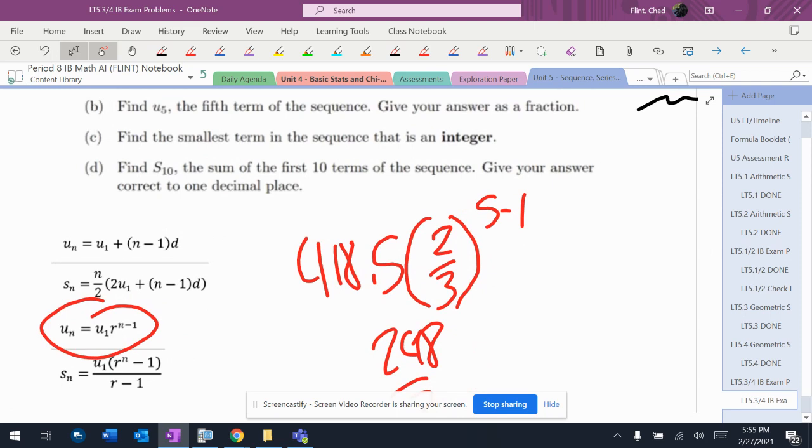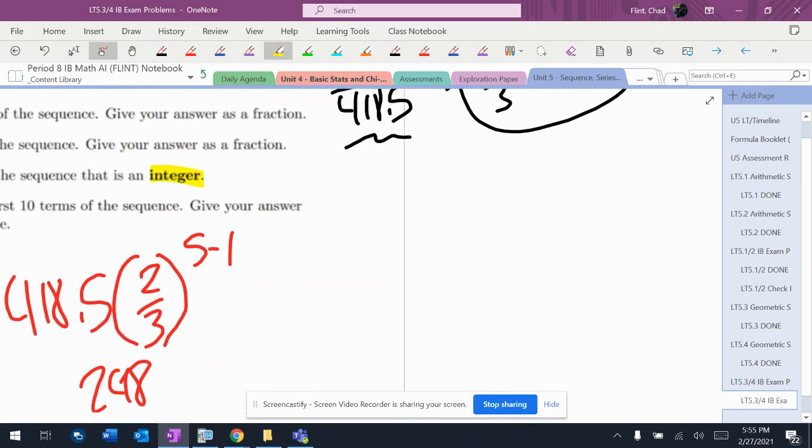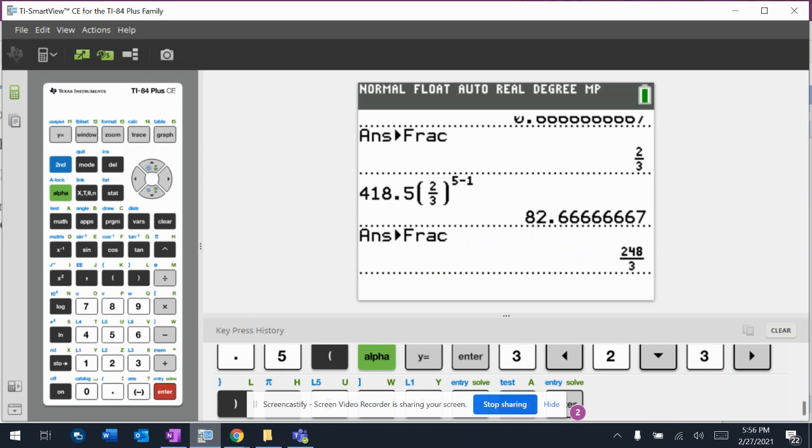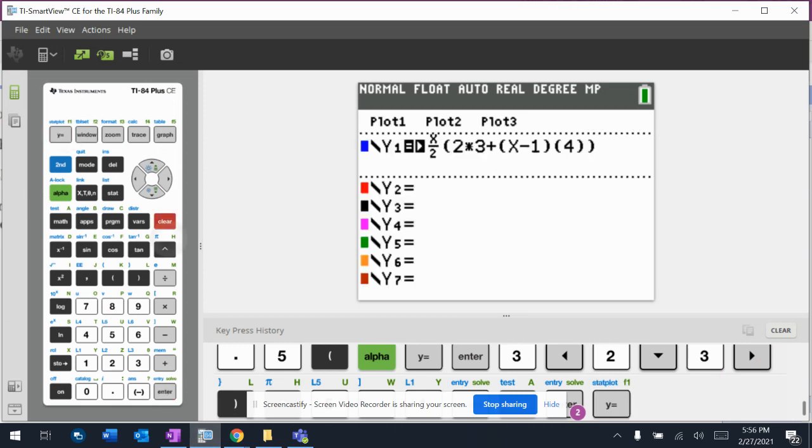Find the smallest term in the sequence that's an integer. That means no decimals. I'm using the calculator here. So Un equals 418.5 times 2/3 to the 5 minus 1. All right. No, sorry. That is not correct. To the n minus 1. I'm putting that in the calculator in the y equals.